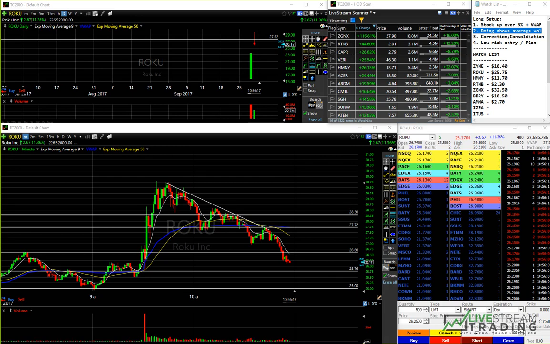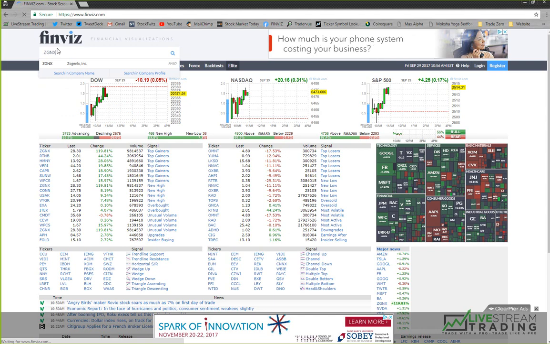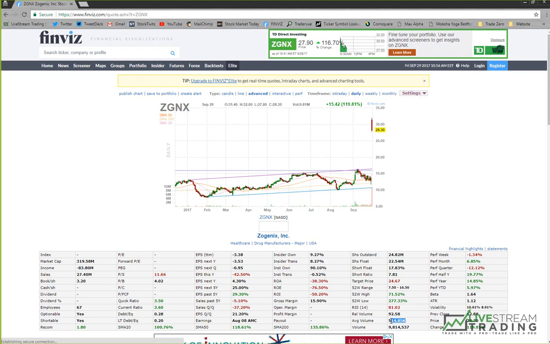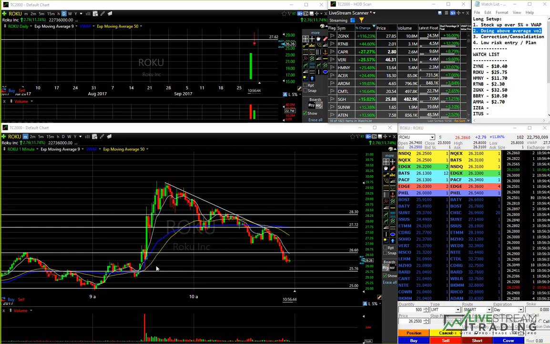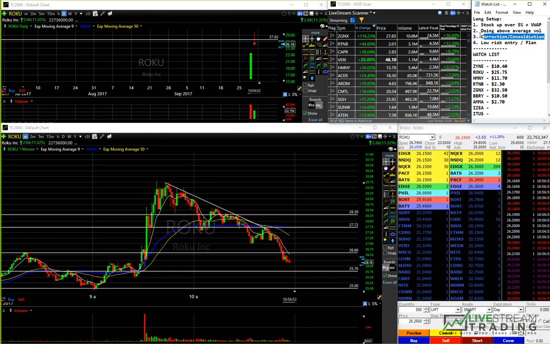Like you can look at the institutional ownership, and let's just look at ZGNX, for example. You can see the average volume down below is only 500,000 shares on average per day, and today it's traded 10 million shares and it's up 115%, so that makes sense, right? Highly owned by institutions, 90% institutionally owned, and I'm guessing they're selling it today because it's been fading most of the day. But the criteria I'm looking for is really simple. I'm looking for stocks over 5%, over VWAP, doing volume. The correction consolidation, this is for my late day setups, which I'm going to explain later.